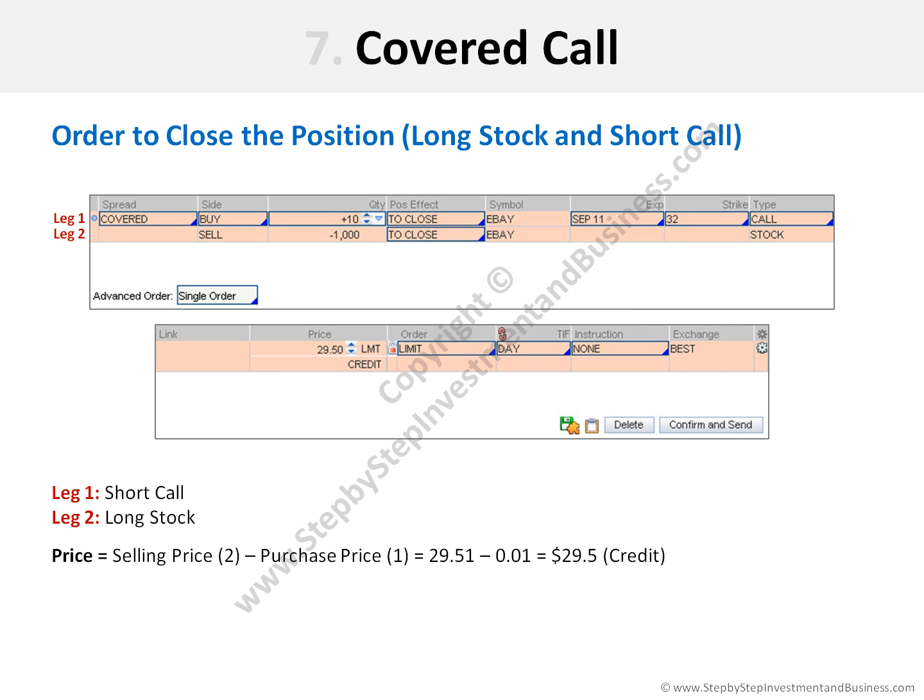In this case, the entered price is given by the difference between the selling price of the shares and the purchase price of the options. For example, 29.51 minus 1 cent, which is equal to $29.5. This is the money, expressed per share, that will be credited to our account when the order is filled.